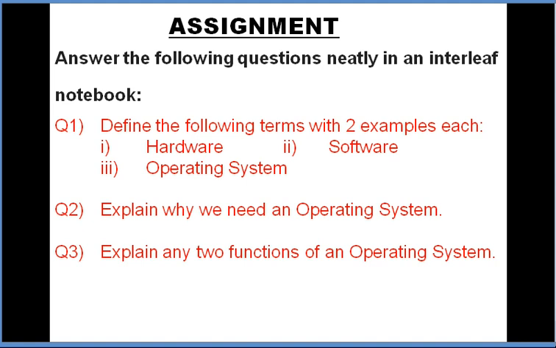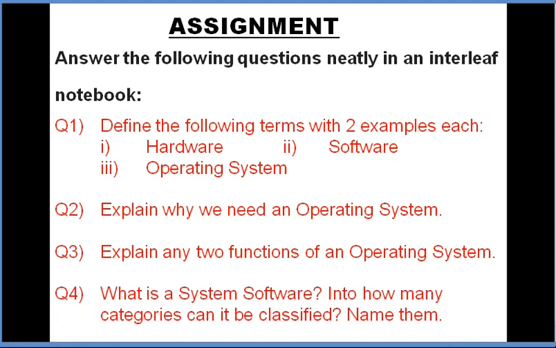Question number 3 is, explain any two functions of an operating system. We have discussed a few of the functions, I think 4 of them. So you can mention any two functions and you need to explain those functions also. Last but not least, question number 4 is, what is a system software? Into how many categories can it be classified? You need to name the categories also. It is very well given in the explanation part.